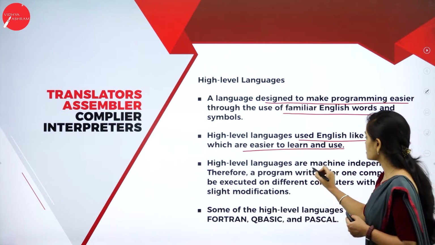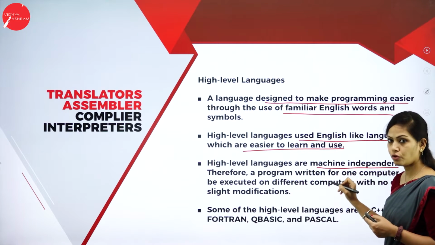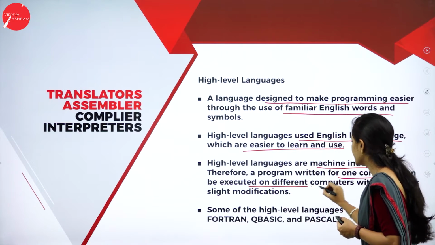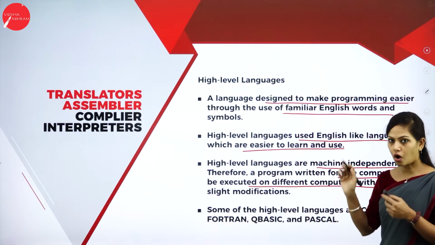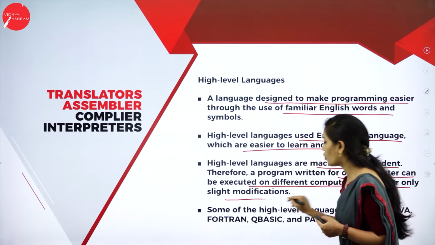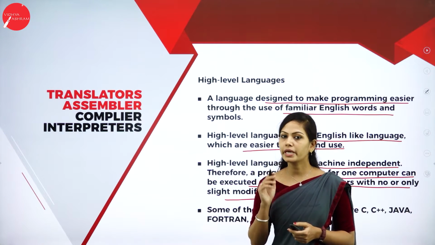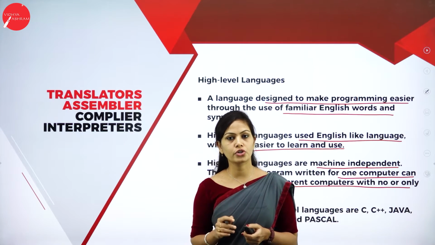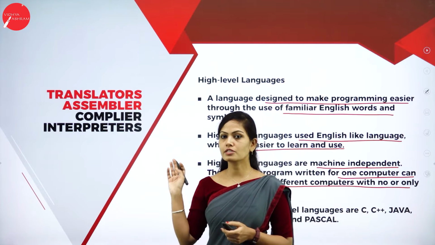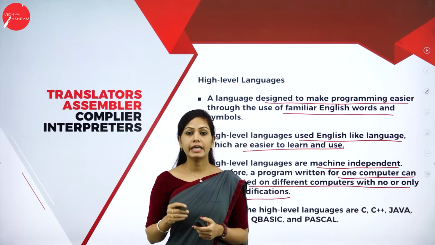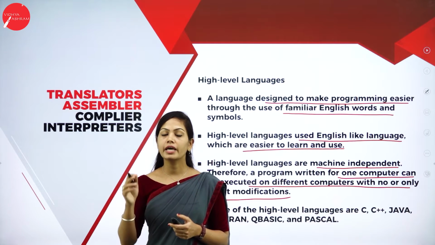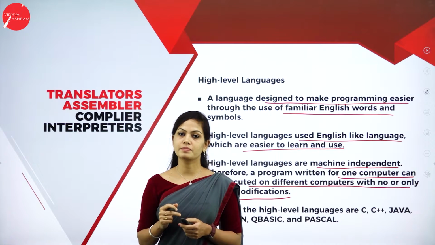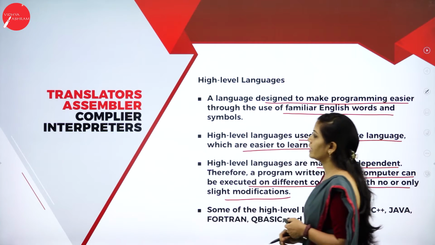High level languages are machine independent. Therefore, a program written for one computer can be executed on different computers with no or only slight modifications. Some of the basic important high-level languages are C, C++, Java, Fortran, Pascal, etc. In high-level language, it is easier to design a program using familiar English words and symbols. Clear? This is called high-level language.